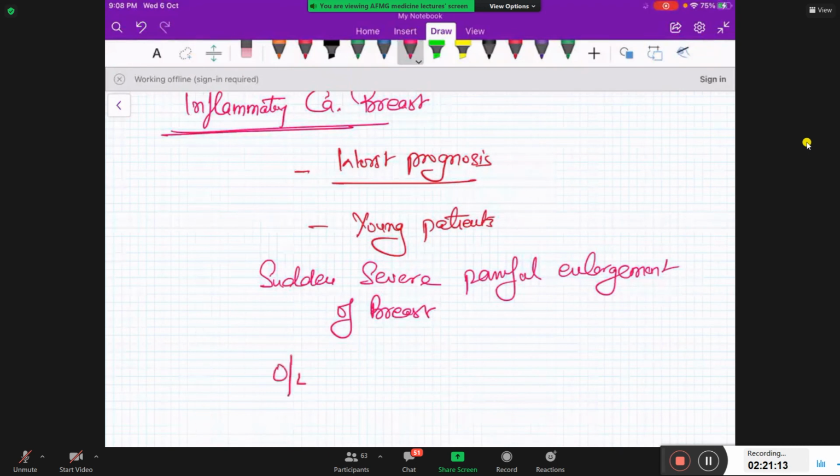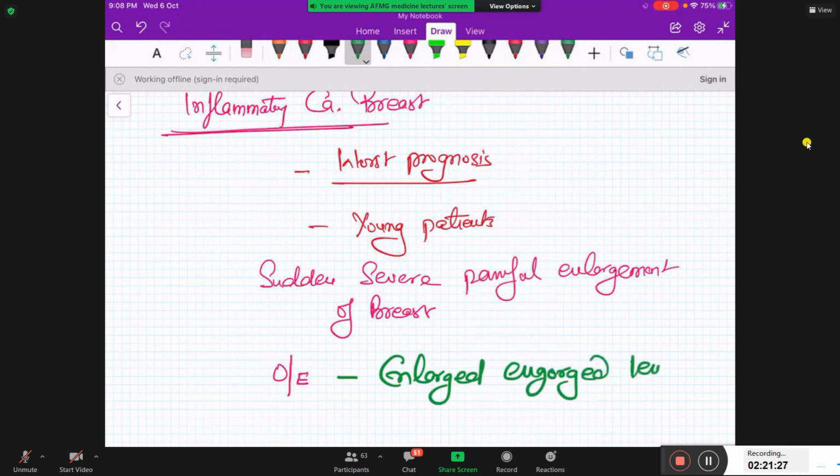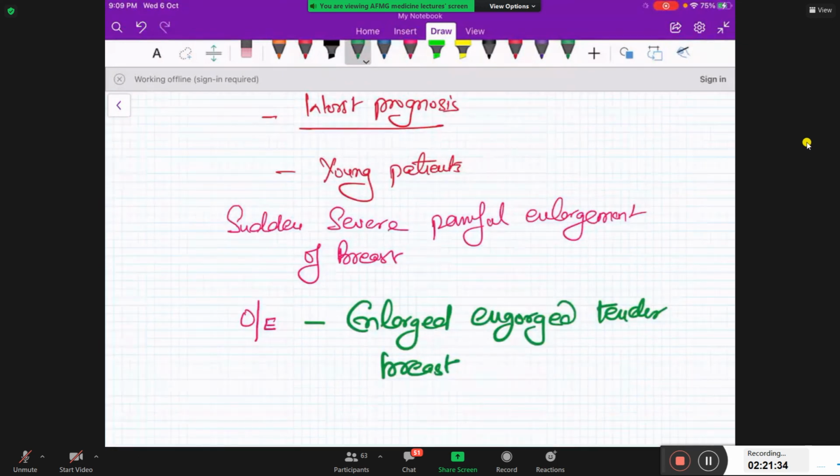On examination, you will find enlarged, engorged, tender breast. Now, you can appreciate that this presentation can also be a breast abscess.